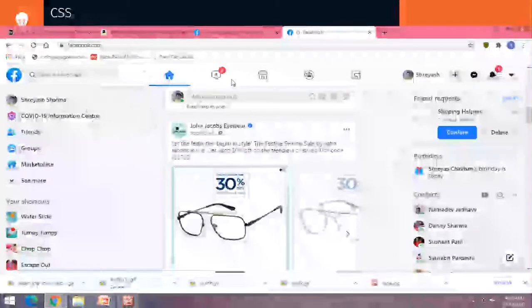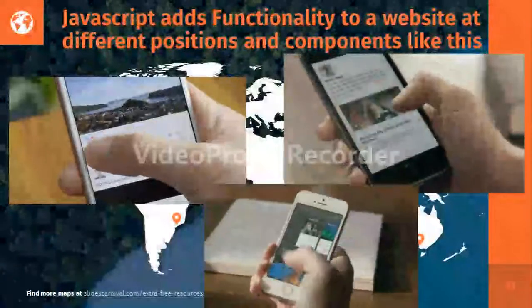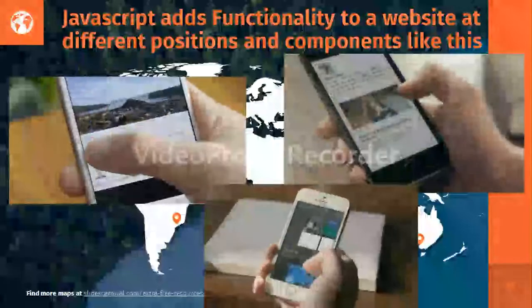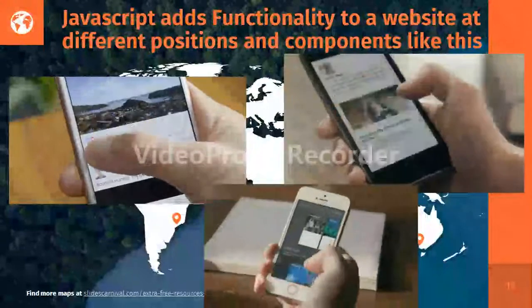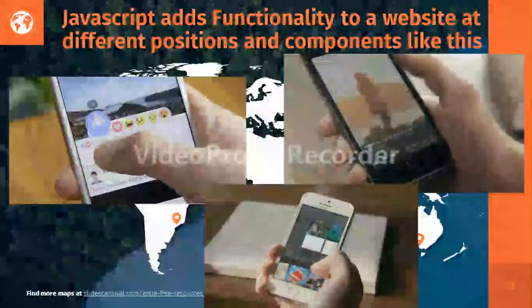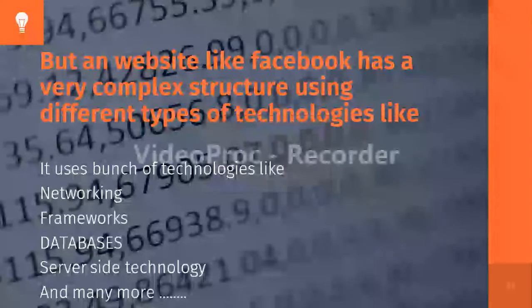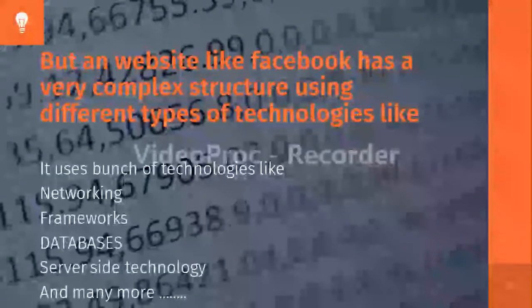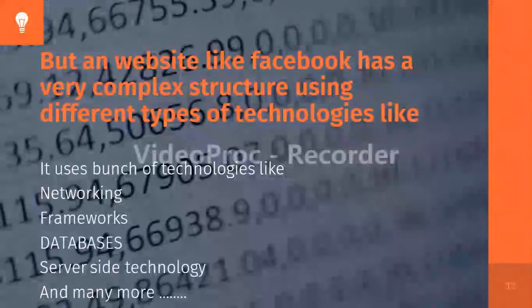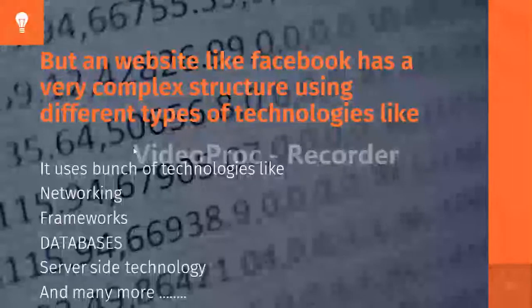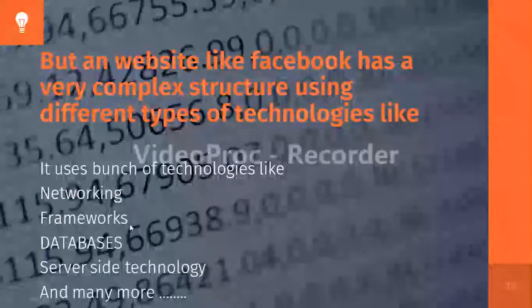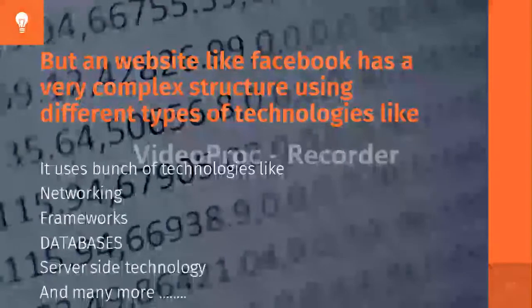So you can say that CSS adds styles to HTML and makes it possible for the web page to look good and pretty, right? And what does JavaScript simply do? It adds functionality to the website. Like this, you can see JavaScript adds functionality to a website at different positions and components. Now keep in mind that an application like Facebook can't be made by using only HTML, CSS and JavaScript. There is a bunch of technologies like networking, frameworks, databases and server-side technology which make it possible to run Facebook.